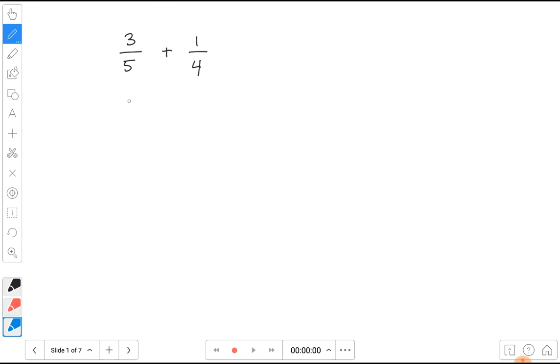So what we need to do is take 3/5 and multiply this by something to give us 20 on the denominator, and that will be 5 times 4. 5 times 4 is 20. So we multiply the bottom by 4, we will also multiply the top by 4. Then we're going to take 1/4 and multiply that by something so that we have 20 on the bottom. 4 times 5 gives us 20, and since we're multiplying the denominator by 5, we multiply the numerator also by 5.